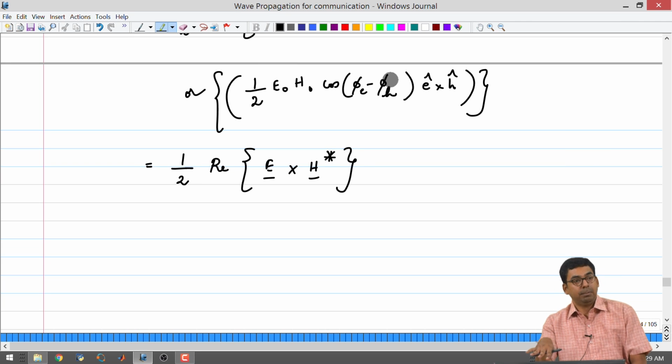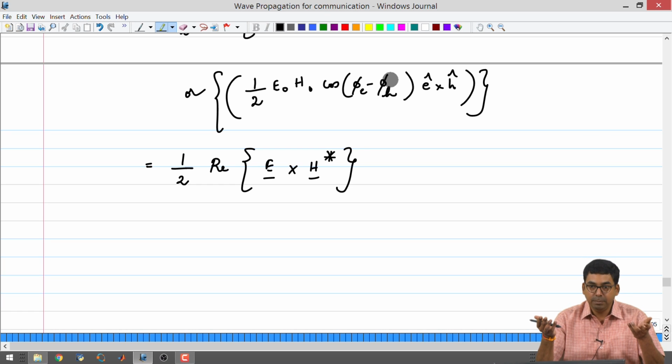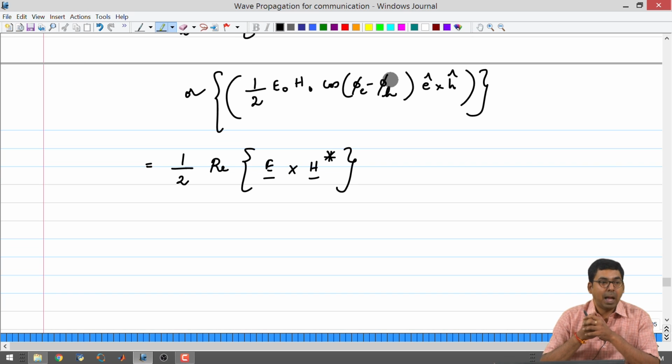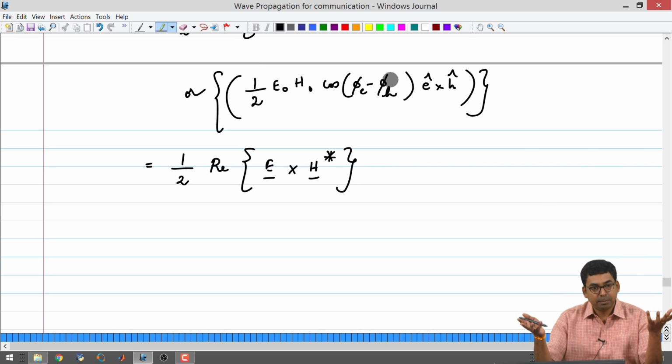You can have media in which the electric and the magnetic fields will not have any phase difference between each other. You can have some other media where the electric and the magnetic fields have some phase difference. The phase difference can be positive, negative, or 0, depending upon the choice of the medium. And in the most general case, half real E cross H complex conjugate should give you an idea about all that.